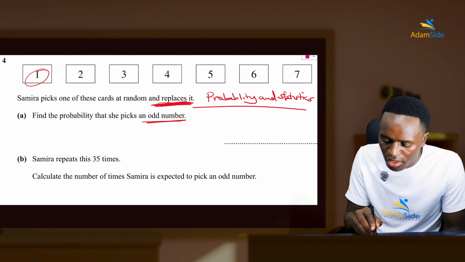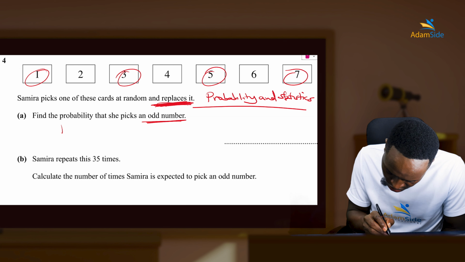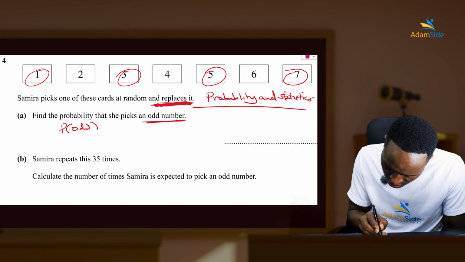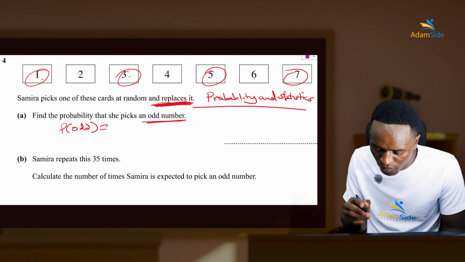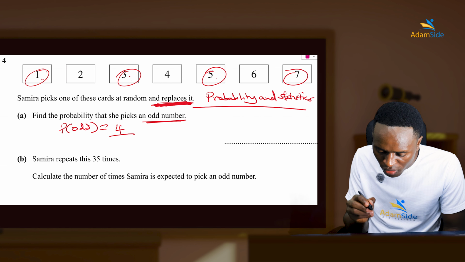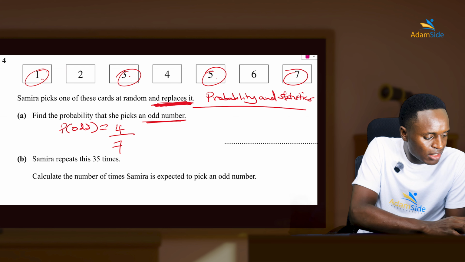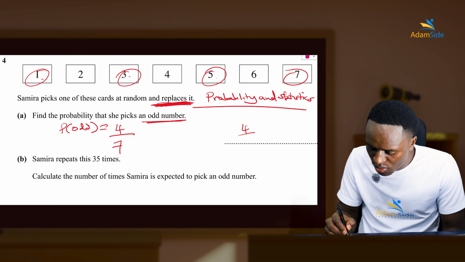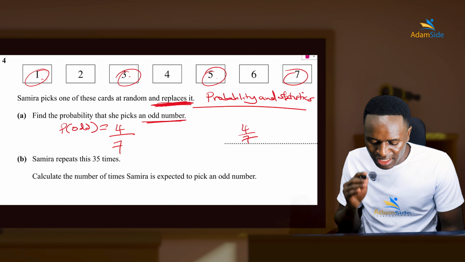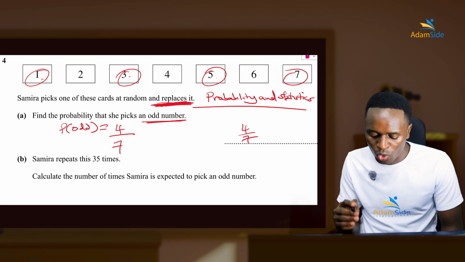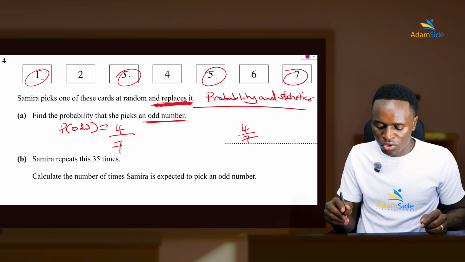Like 1, 3, 5, 7. So the probability of picking an odd number is equal to the number of favorable outcomes, which is 1, 2, 3, 4. So we have 4 out of how many? Out of 7. 4 out of 7. Correct. You get your answer, 4 out of 7. Samira repeats this 35 times. Calculate the number of times Samira is expected to pick an odd number. So we know an experimental probability. Let's go to the next.